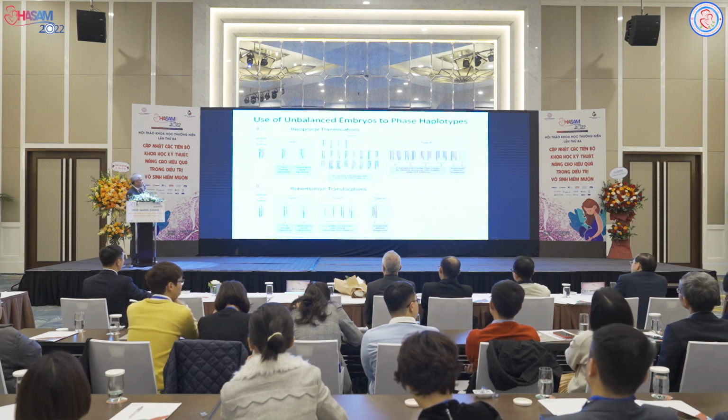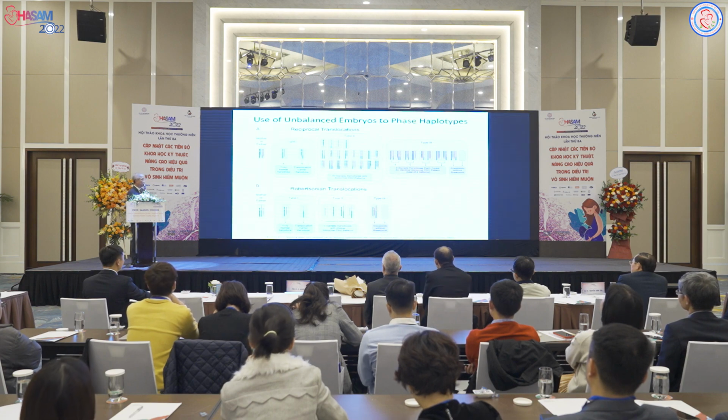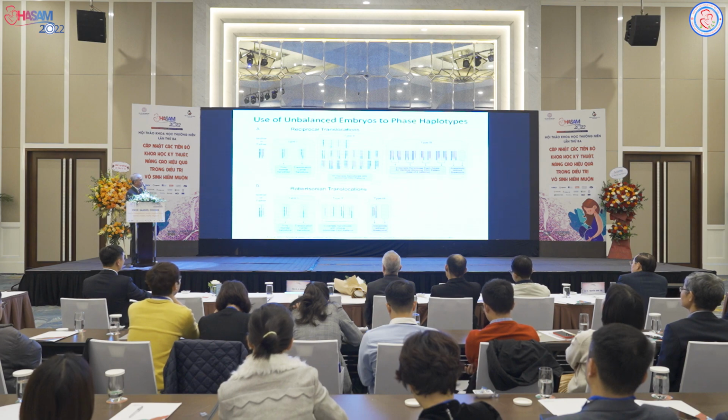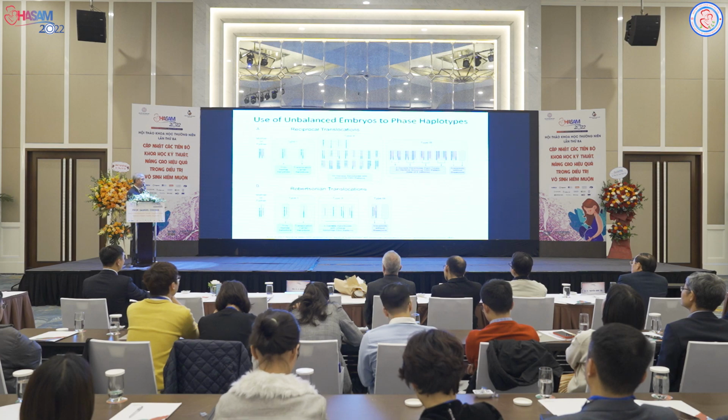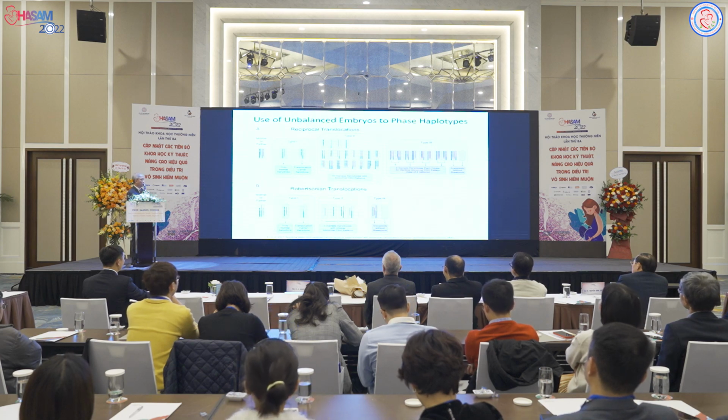And that's for the reciprocal translocations. For the Robertsonian translocations, it's even easier, because aside from the two normal balanced segregants, there are only 6 other abnormal segregants, of which 4 can be used to identify the linked haplotype.